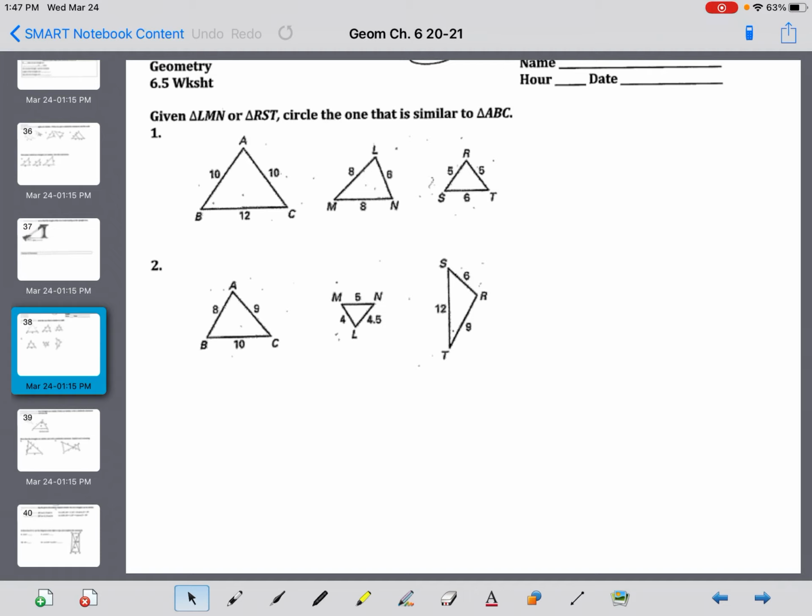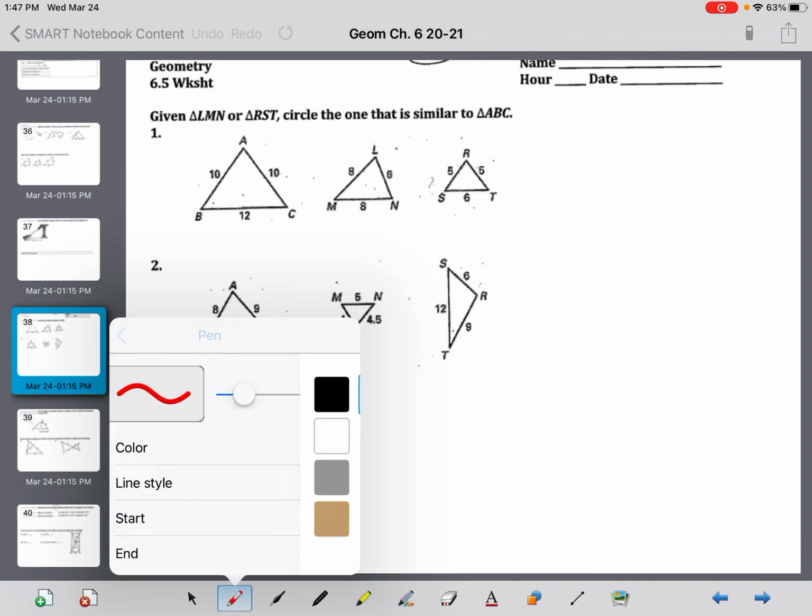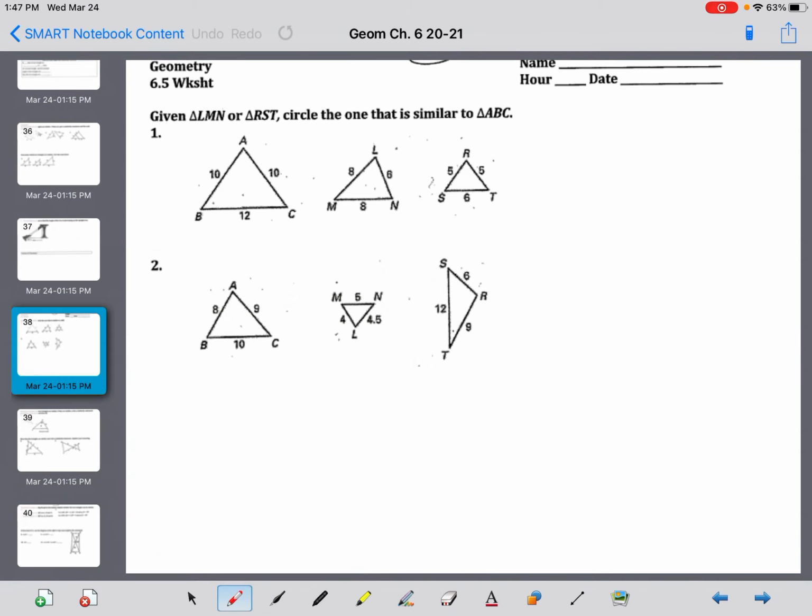All right, this first question is, given LMN or RST, circle the one that is similar to the first triangle, triangle ABC. So what they want us to look at here is to compare the measurements of the one triangle to the other triangle, because they're giving us all sides. So this is a side, side, side set of problems in numbers 1 and 2. First they want us to compare triangle 1 to triangle 2. I'll call that 1 and 2, and I'll call this one 3.